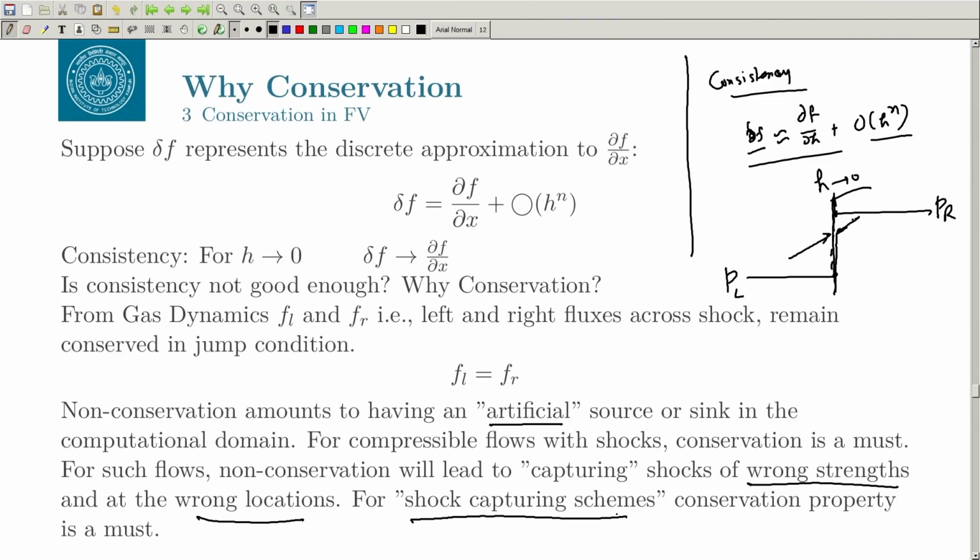We will look into more detail about finite volume. We will solve some problems, for example, the convection diffusion scheme or even the shock tube problem in the next class. With that I will stop here.